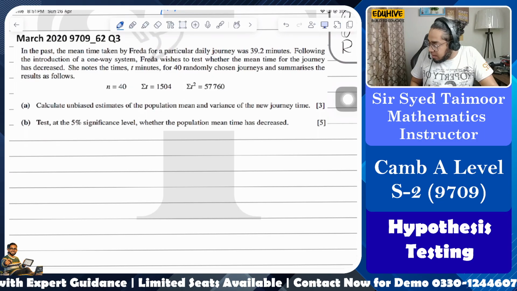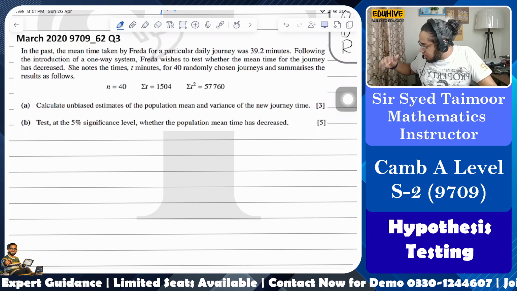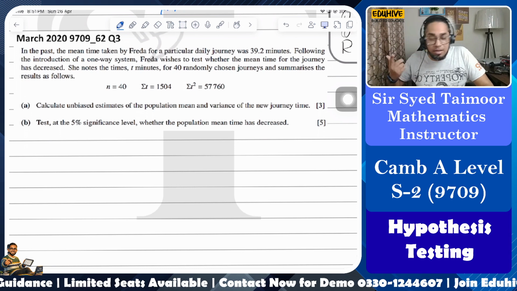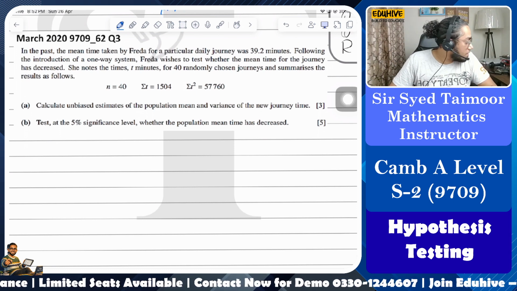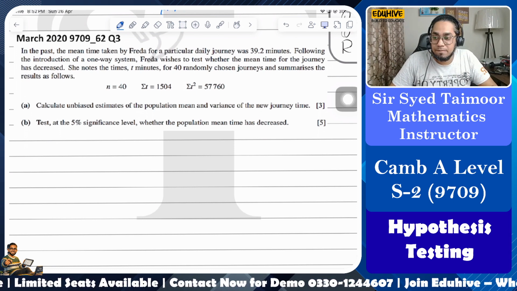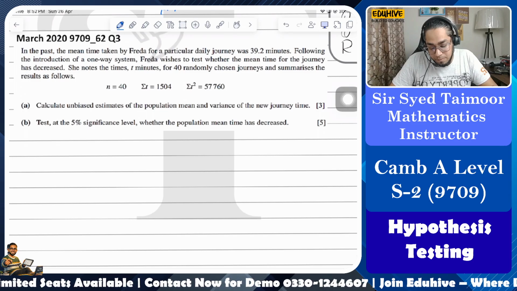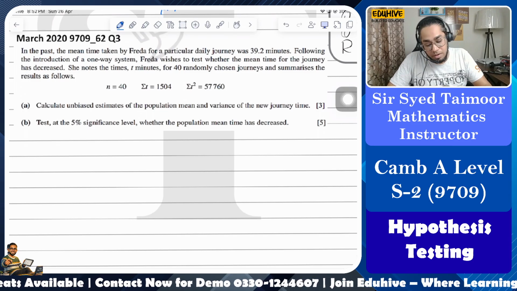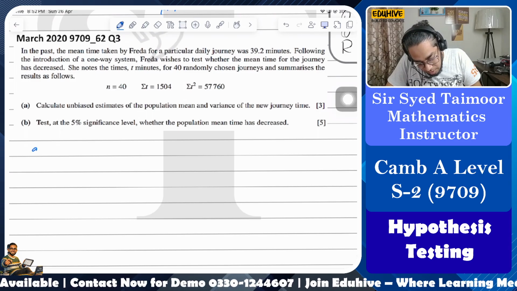In part A, I am just going to find the mean and the variance, but now I am just asking what they are going to test, either one tail or two tail. One tail. Lower or upper? Lower. That's fine.